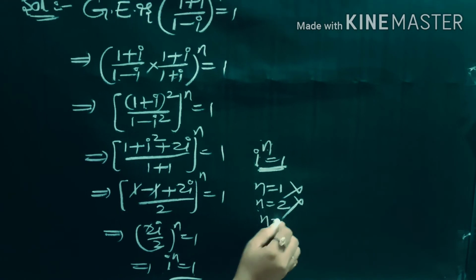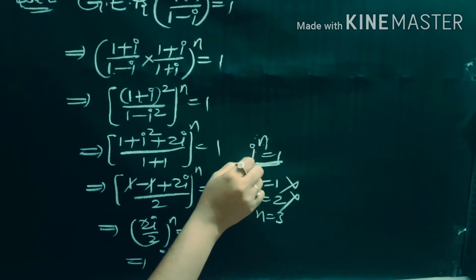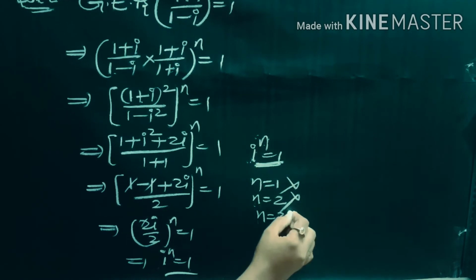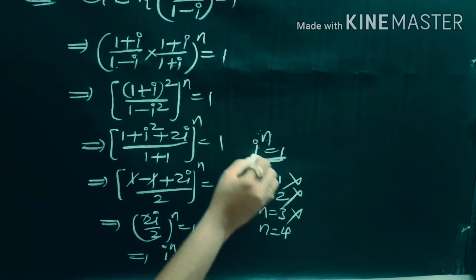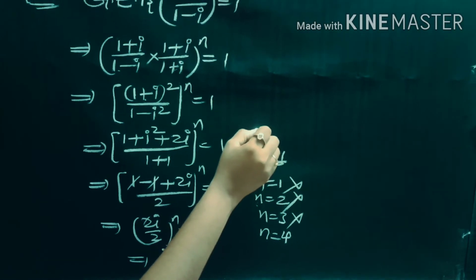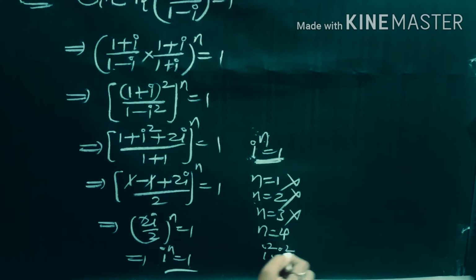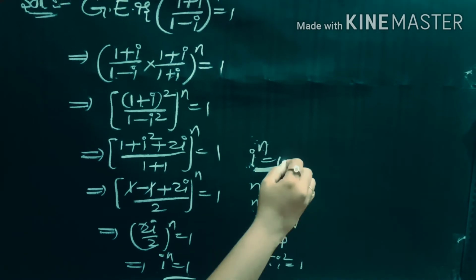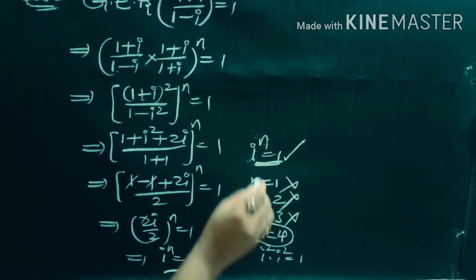Now taking n equal to 3, it returns i³. i³ is equal to i² into i, which is -i, which is not equal to 1. Next we take n equal to 4. So n equal to 4 returns i^4. i^4 is equal to i² into i², and that is -1 into -1 equal to +1. That is, n equal to 4 satisfies the given equation.